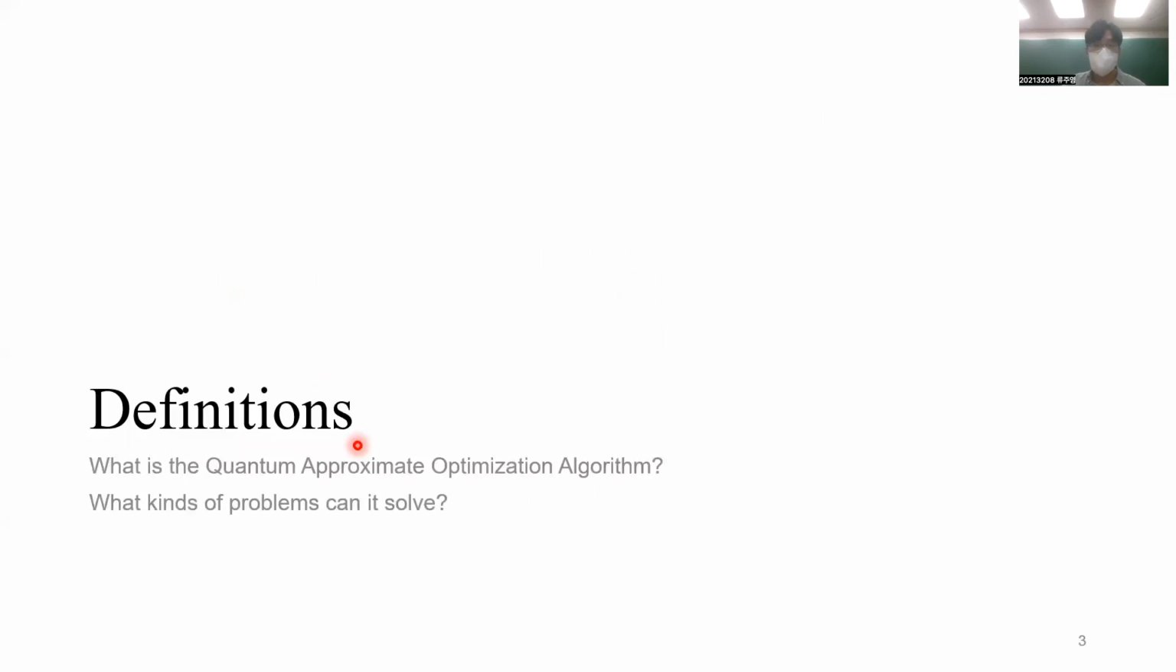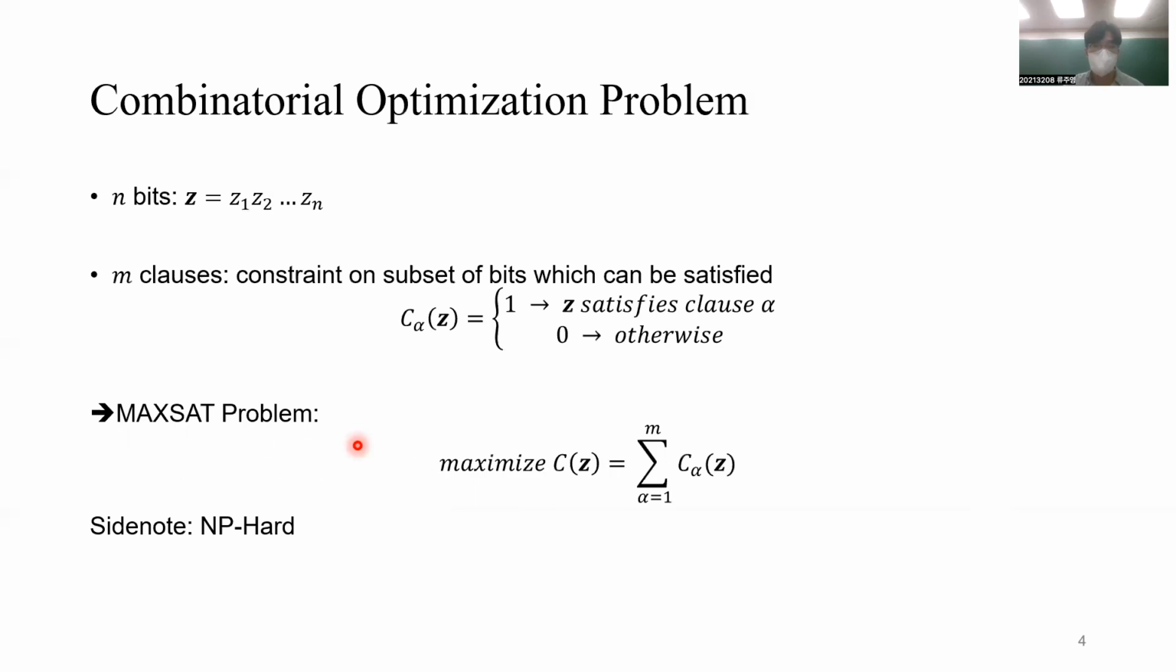Okay, so in the first section, we want to know what the quantum approximate optimization algorithm is, and also what kind of problems it can solve. So let's answer the second question first. We can define a combinatorial optimization problem as follows. Let's say that we have n bits, each z_i is a bit, and the whole collection z_1 through z_n we can write as just bold z.